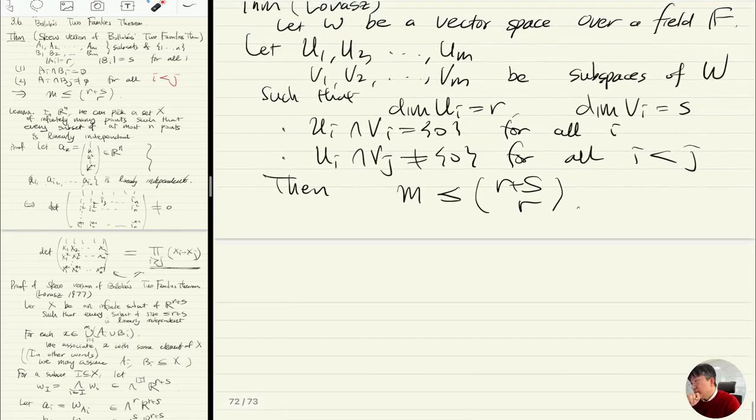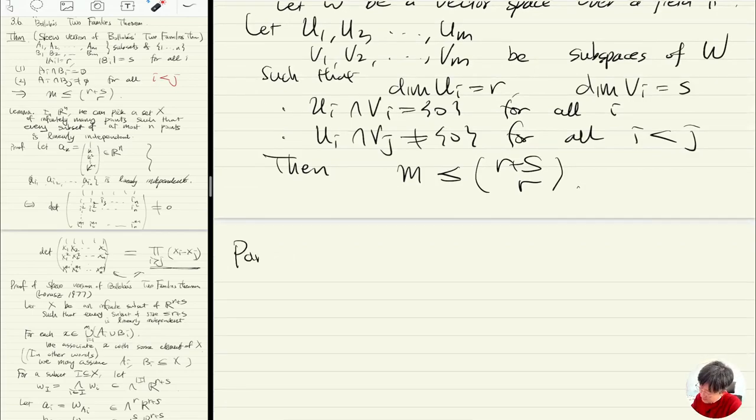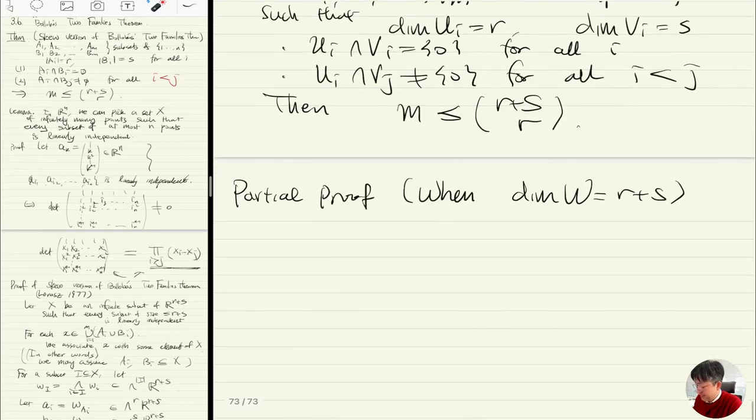Now, we're not going to prove this at the moment, because we need some tool to handle this. I will only show the partial proof when the dimension of W is equal to r plus s. Later we will prove it without this assumption. Then the proof is almost the same.